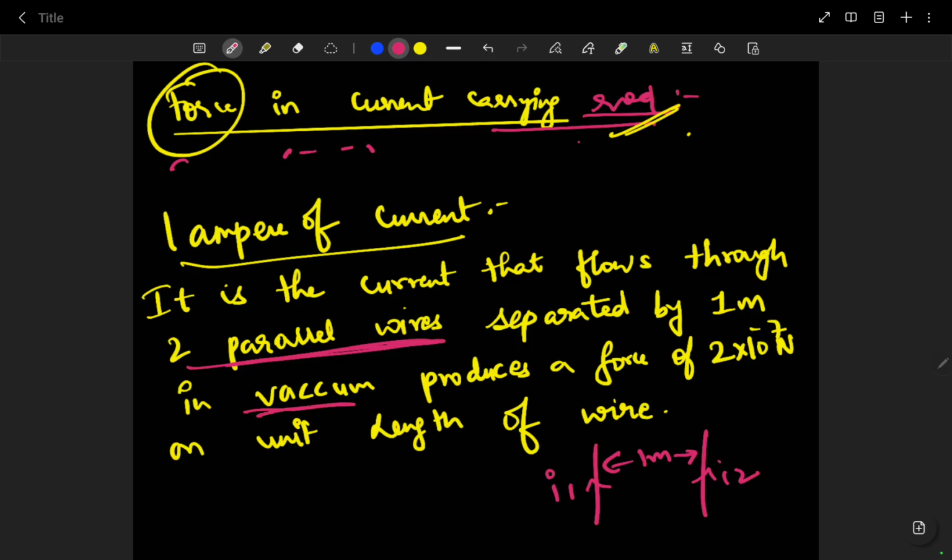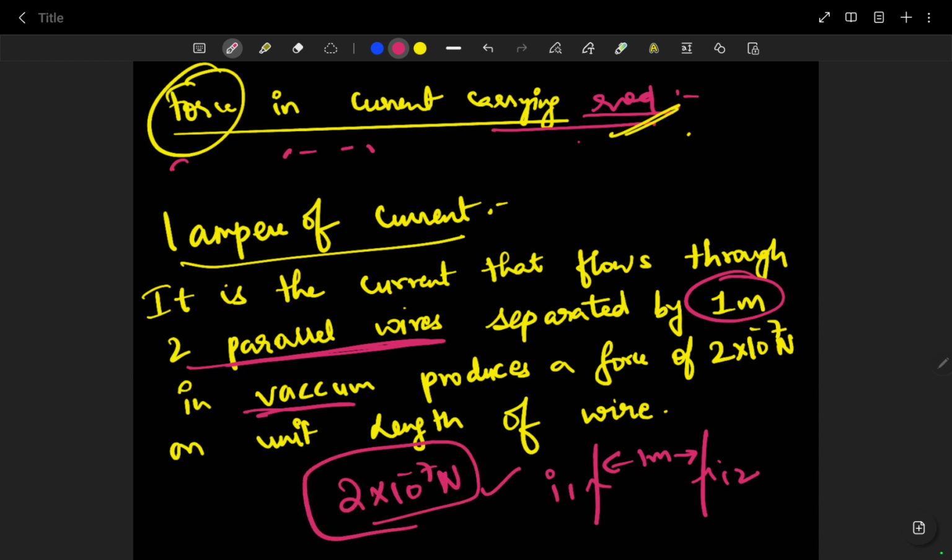That is the medium that they're talking about. 1 meter is the distance between the two parallel wires, and it's producing a force of 2 into 10 power minus 7 newtons. So on a unit length of wire, so basically if you consider 1 unit length of any wire of this parallel configuration, this is the force that will be exhibited on them. So that is actually 1 amp of current.